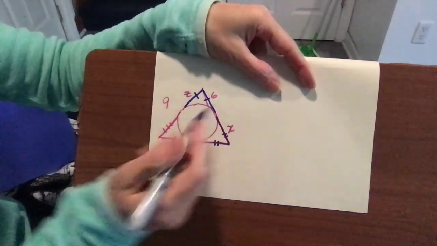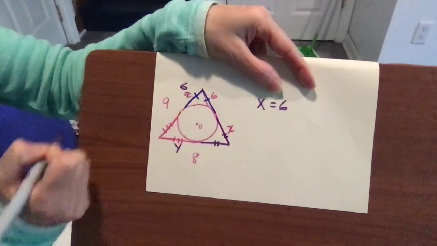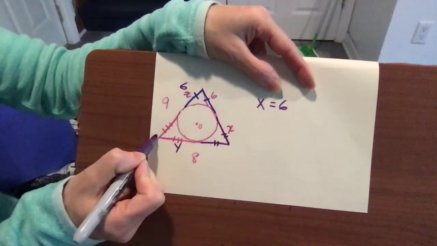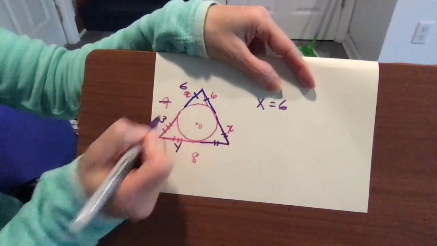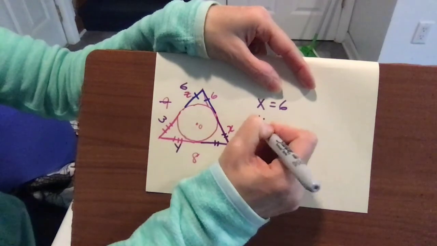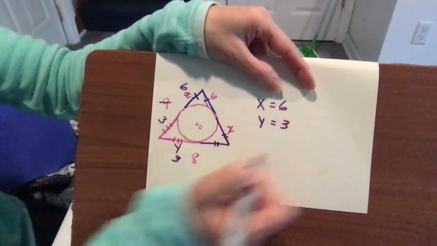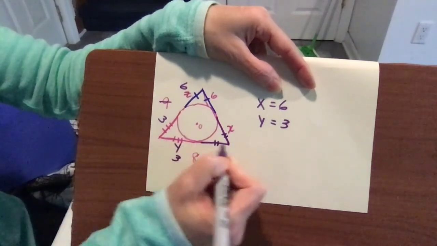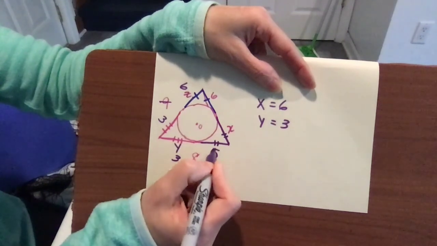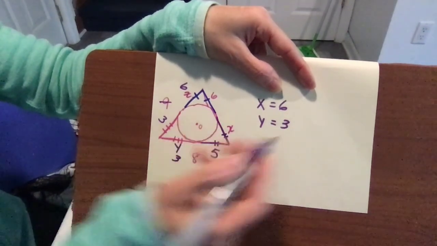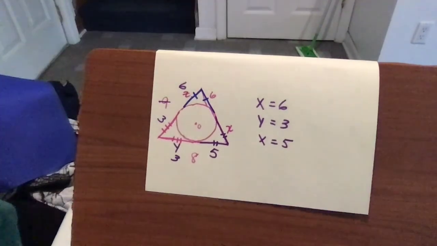Since these two tangents are equal, x equals 6 right away. I'm going to put that on here. Now, because this entire length is 9, that means the rest of it is 3. So if this is 6, this is 3, which means that y is equal to that tangent, which is also 3. Since this entire side is 8, then the rest of this has to be 5. And since this tangent equals x, then x is 5. All right, so that's how you work with these.